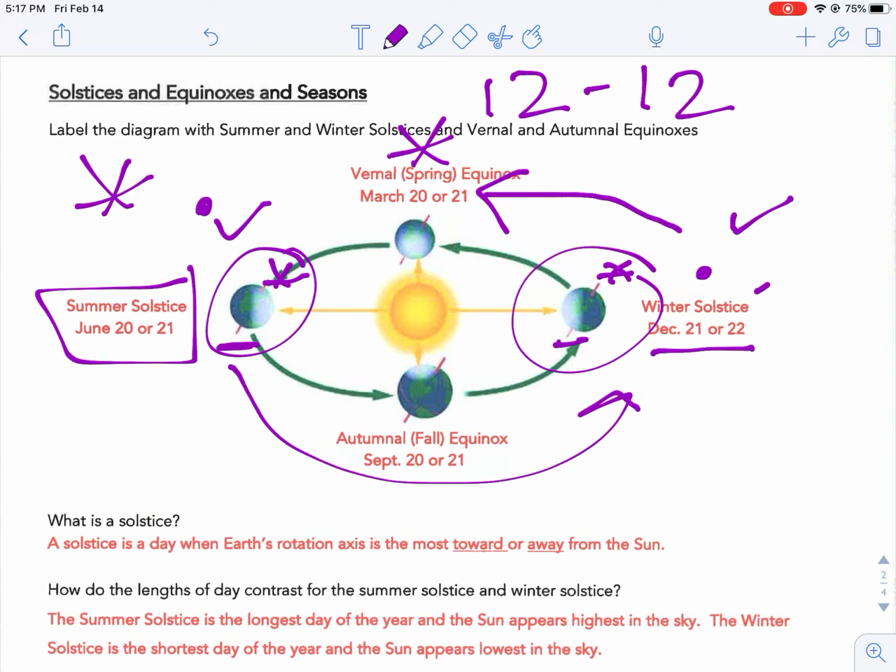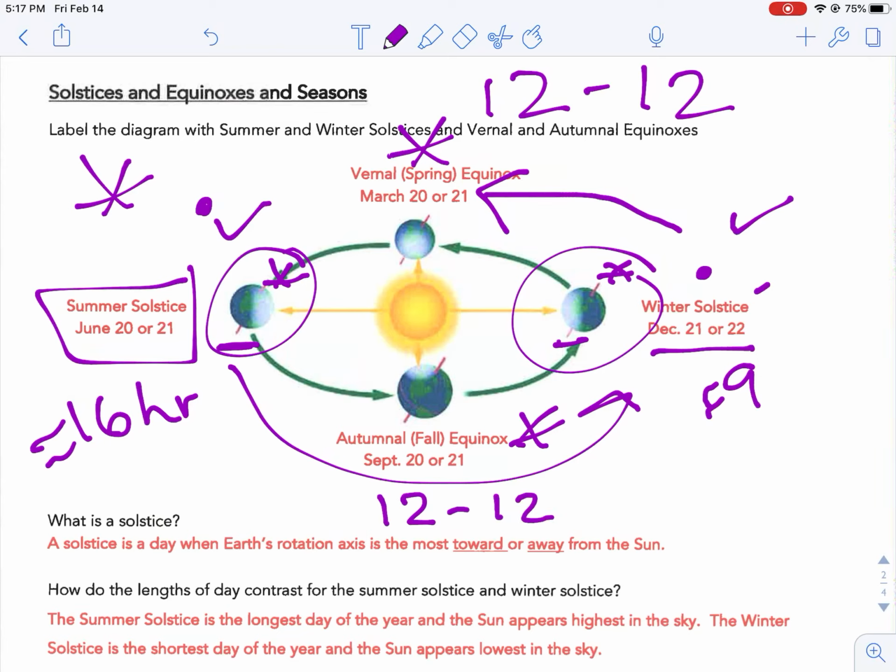So halfway between winter and summer is the vernal equinox, first day of spring. Halfway between summer solstice and winter solstice is our autumnal or fall equinox. So we go from the longest daylight day, summer solstice, around 16 hours, to around 9 hours. So we get to the point where we have to have an equinox, because we are going from the longest day heading towards the shortest daylight days. So halfway in between there, around September 20th or 21st, we'll be at our 12/12 equinox.